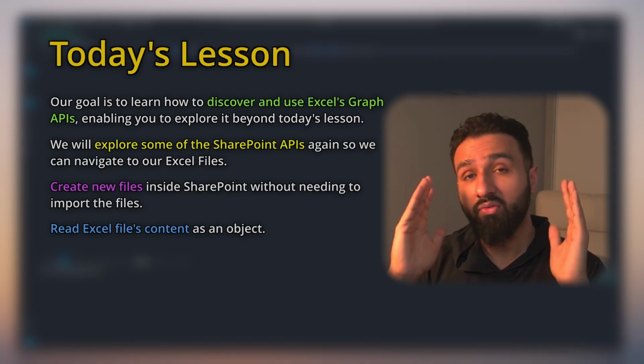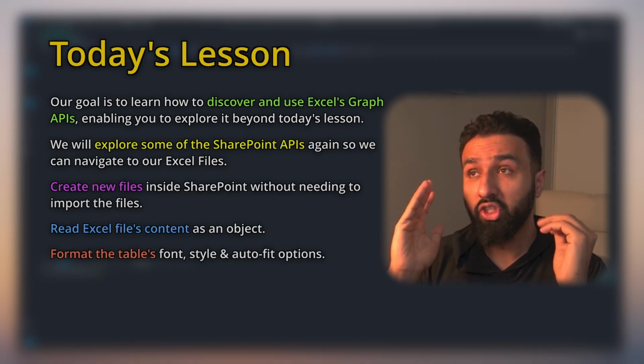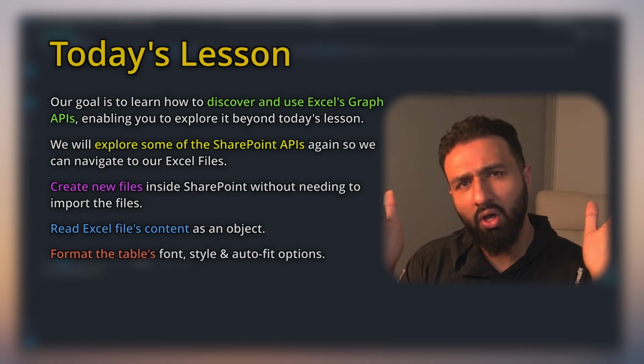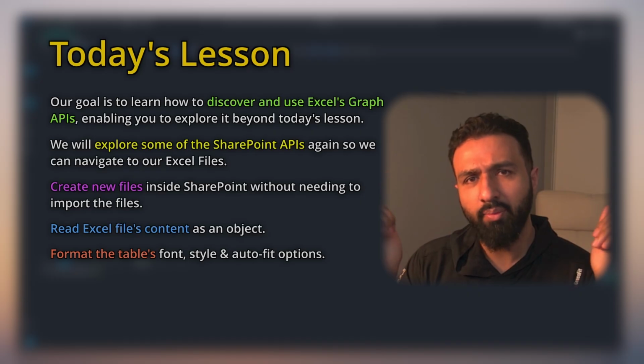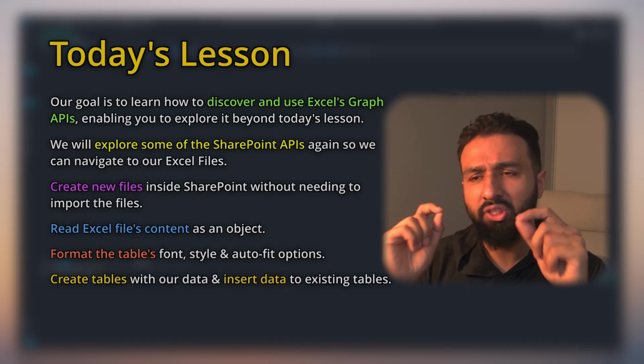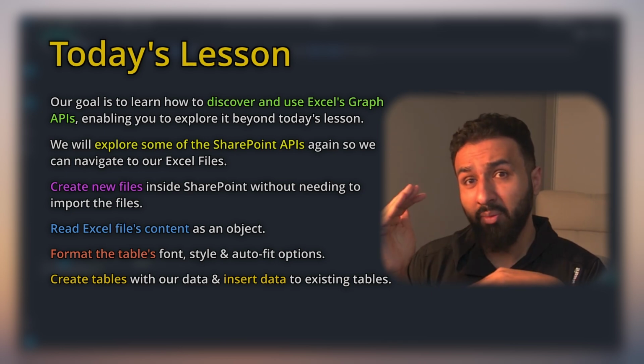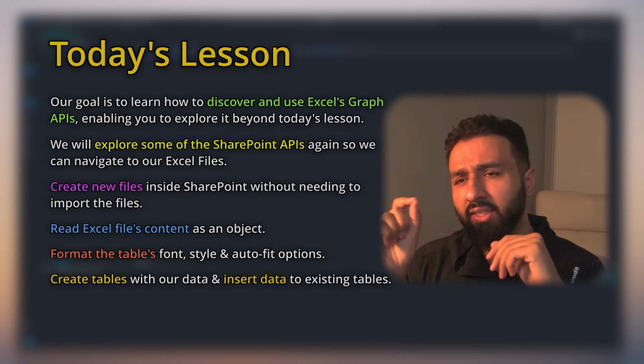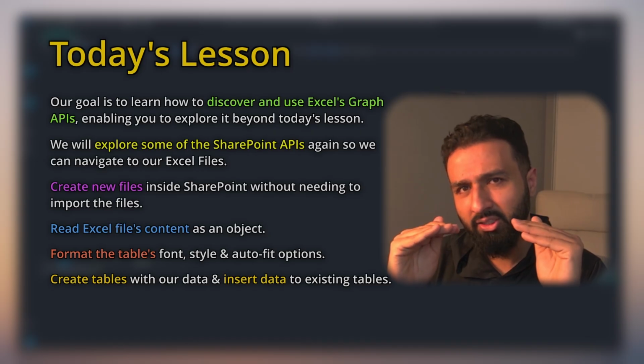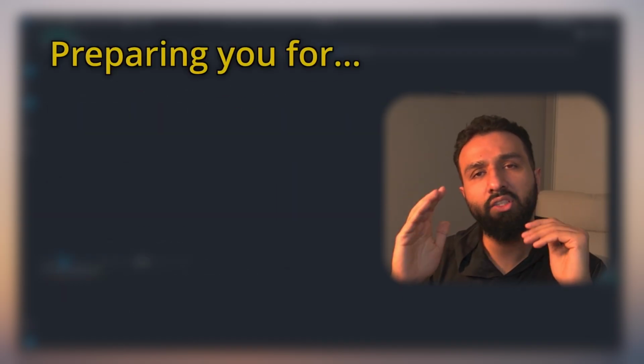Beyond that, we'll learn how to format the data into tables, change its fonts, auto-fit the columns and rows so everything is nicely packed automatically, and then most importantly, how to add stuff to it using the APIs as well. Whether it's creating the whole table in one go, or adding single or multiple rows being appended to an existing file. And this is just enough for you to see how it works to do the following.